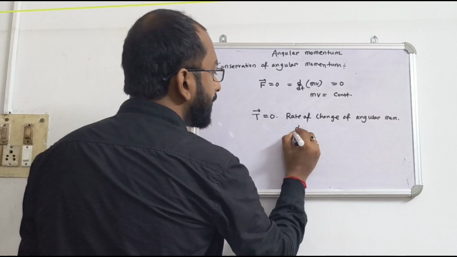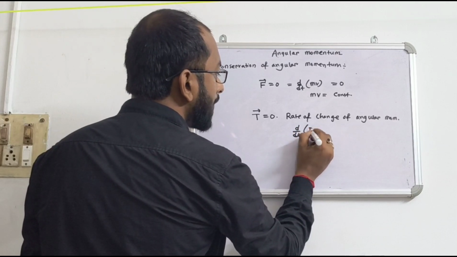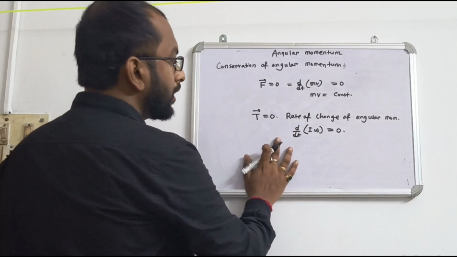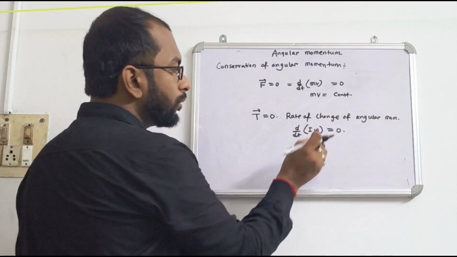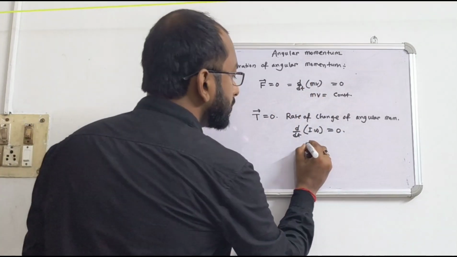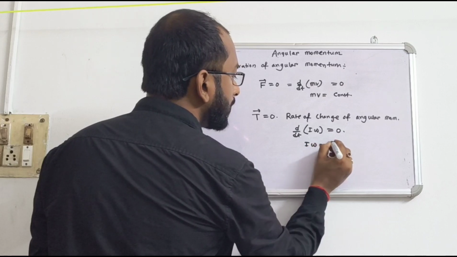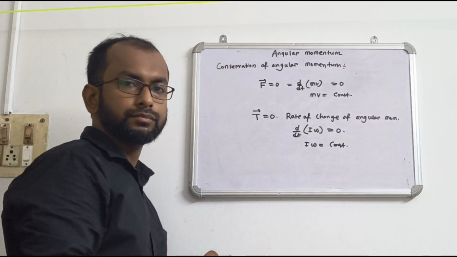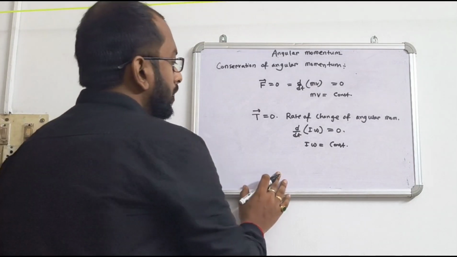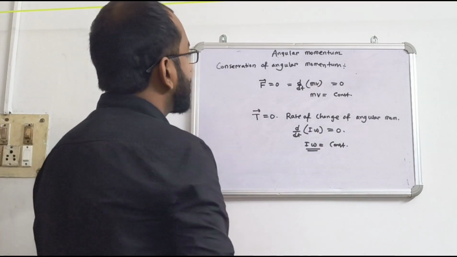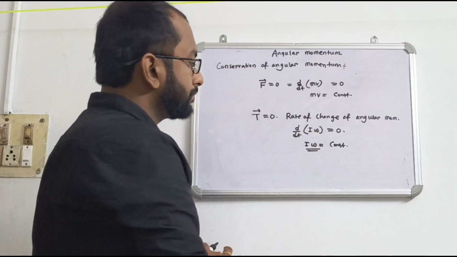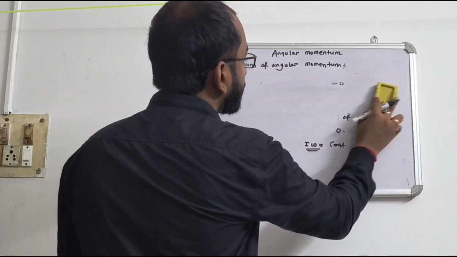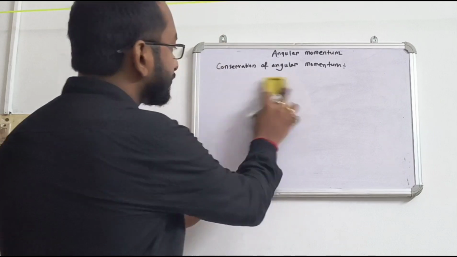So that means d/dt of I omega is 0. If no torque is applied, the change of angular momentum will be 0. So you can write that I omega will be constant. That is the conservation of angular momentum. Now let's solve a problem with the concept of conservation of angular momentum.